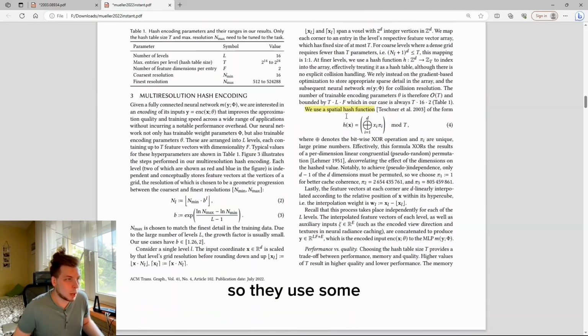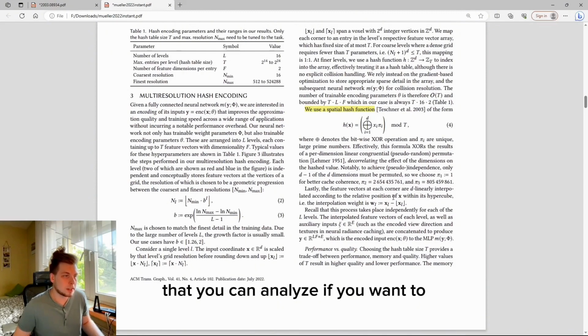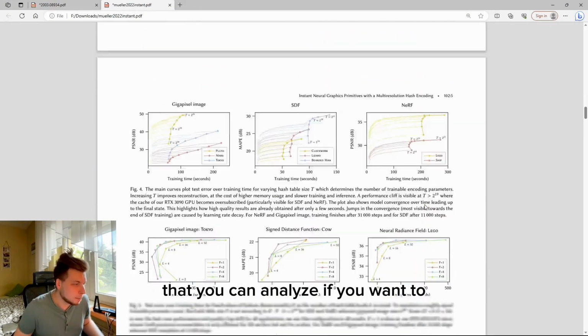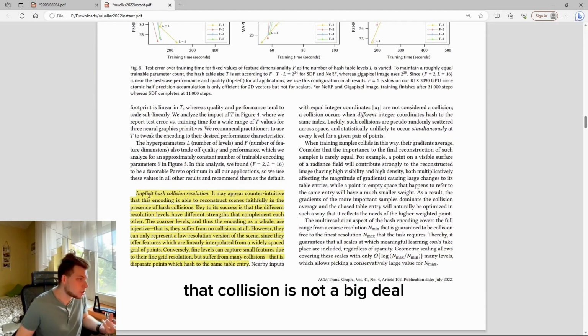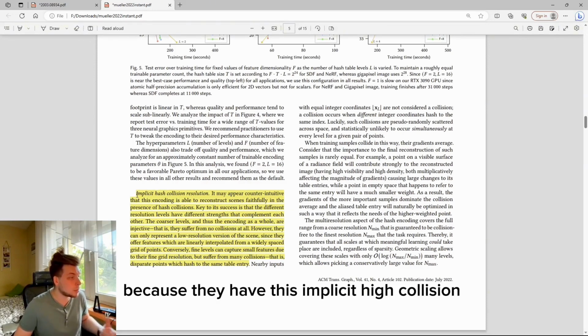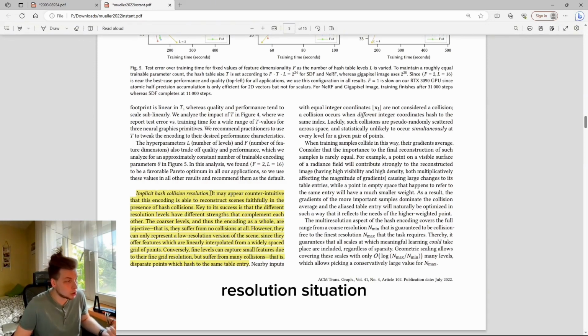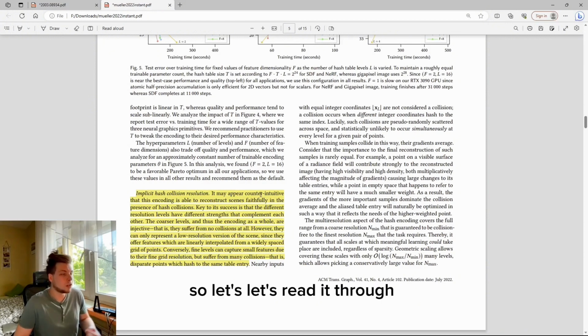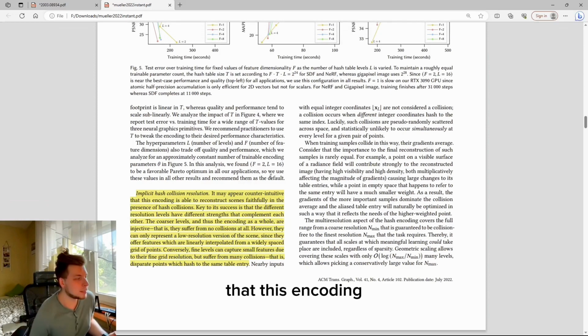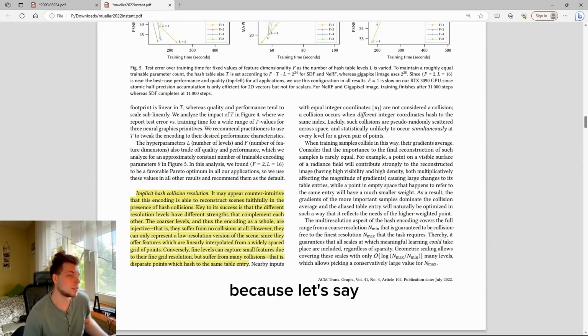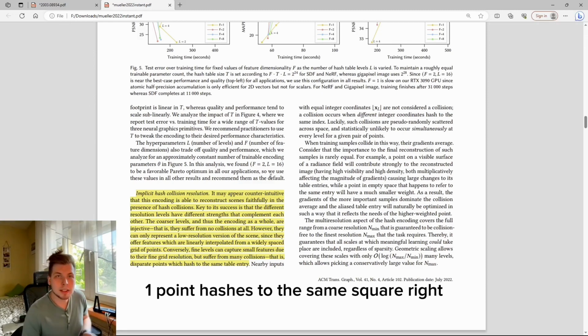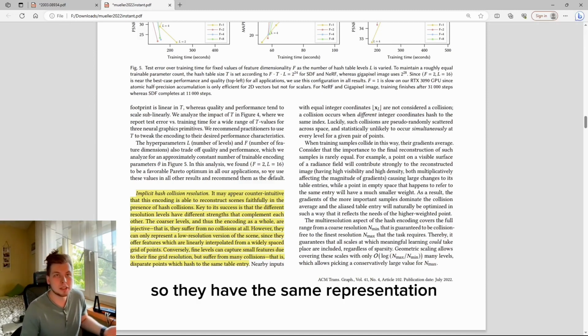So they use some special hashing function that you can analyze if you want to, and they say that they basically solve the collision. The collision is not a big deal, not important, because they have this implicit hash collision resolution situation. So let's read it through. So it may appear counterintuitive that this encoding is able to reconstruct scenes faithfully in the presence of hash collisions, because let's say 1 point hashes to the same square, right? So they have the same representation, right?